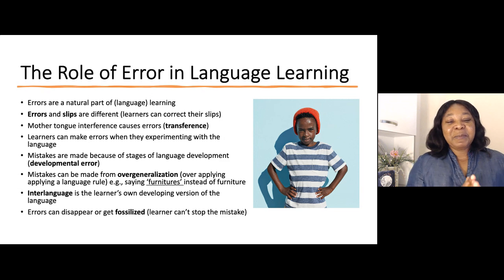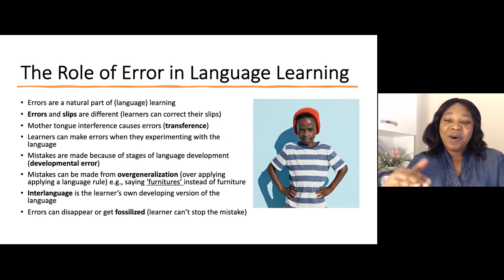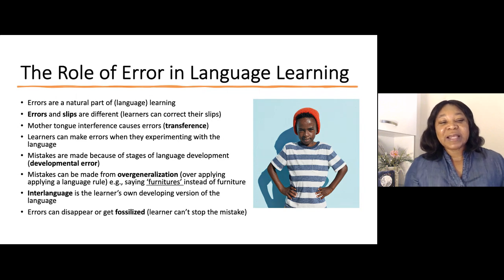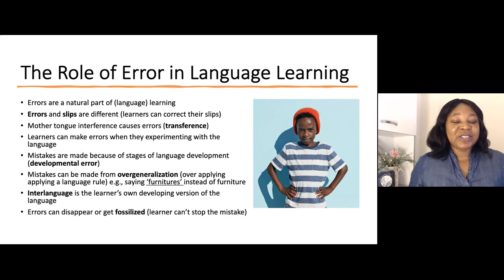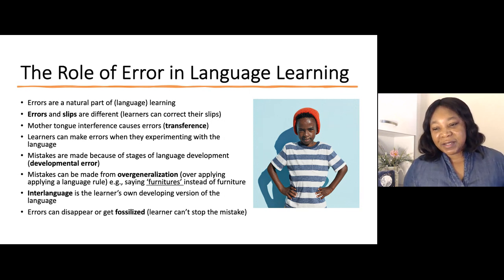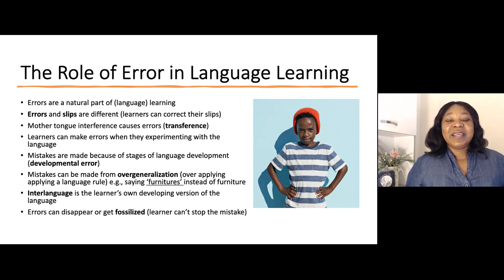Okay, mistakes are made based on the level of development in the language. We call that developmental error. Okay, mistakes can be made by overgeneralizing. The learner is learning the language and is trying it out, and they've just learned plural and they say things like furnitures. They have not gotten to the part where they know that furniture is furniture in plural or singular. Then there is the interlanguage that learners have. All of these words I highlight, I hope you would look over them in your glossary. Take your time and look over them.